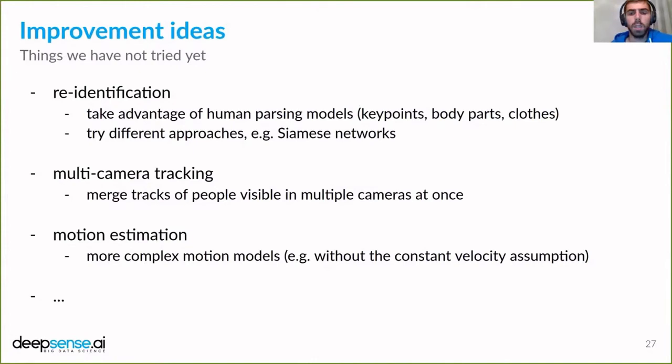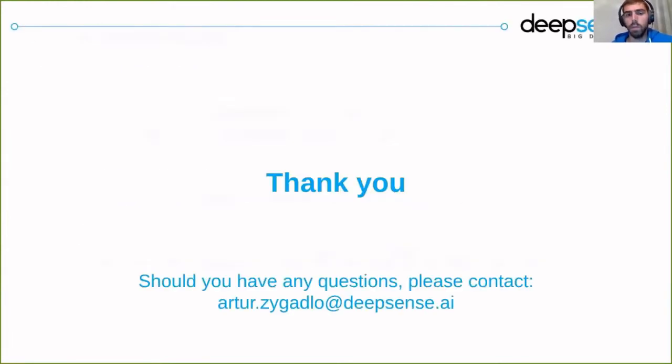For the multi-camera tracking, we should probably allow to merge tracks, or to assign the same track ID to two or more detections seen simultaneously in multiple cameras if a person is visible from different cameras at the same time. For motion estimation, an idea for improvement could be to get rid of this constant velocity assumption and try some more complex motion model. There is a lot of space for improvement still, but for us this was a very interesting research topic and proof of concept project.